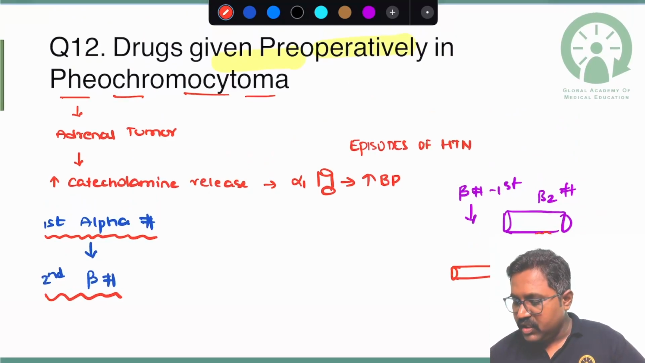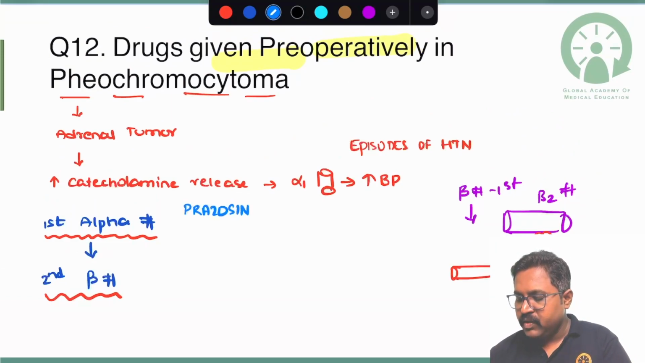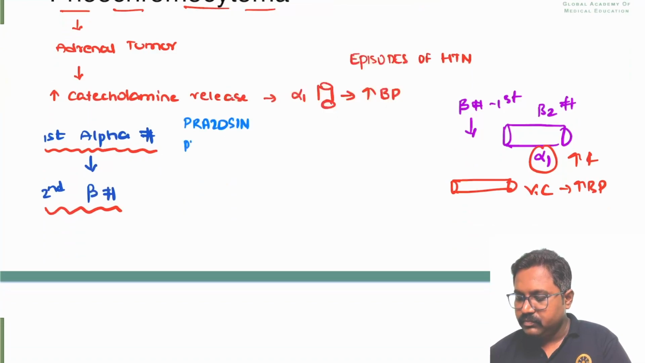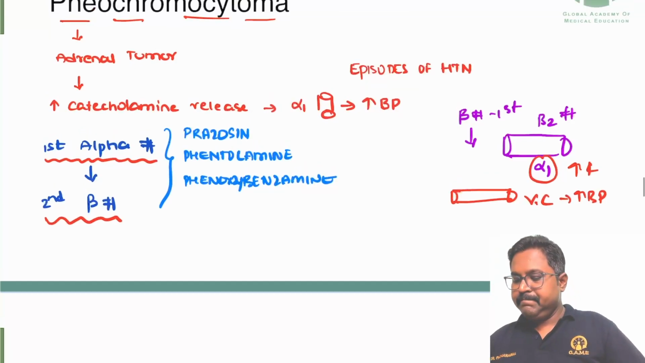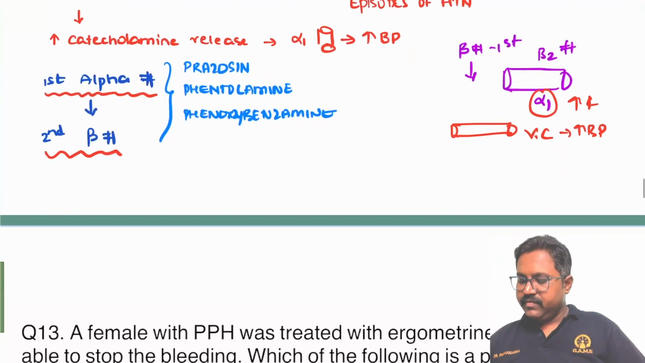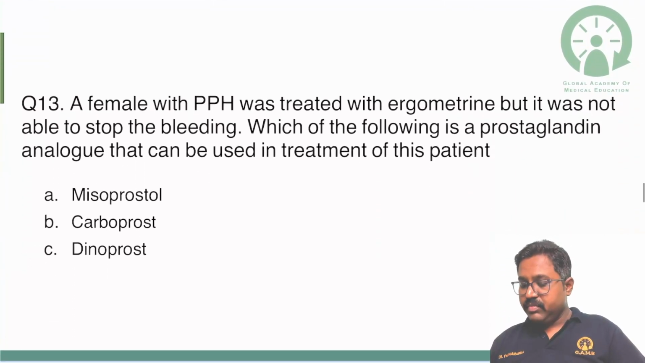Here the preferred alpha blockers are prazosin, or you can go with phentolamine, or you can go with phenoxybenzamine. All are alpha blockers. So is this clear? Okay, fine. We'll move on to question number 13.